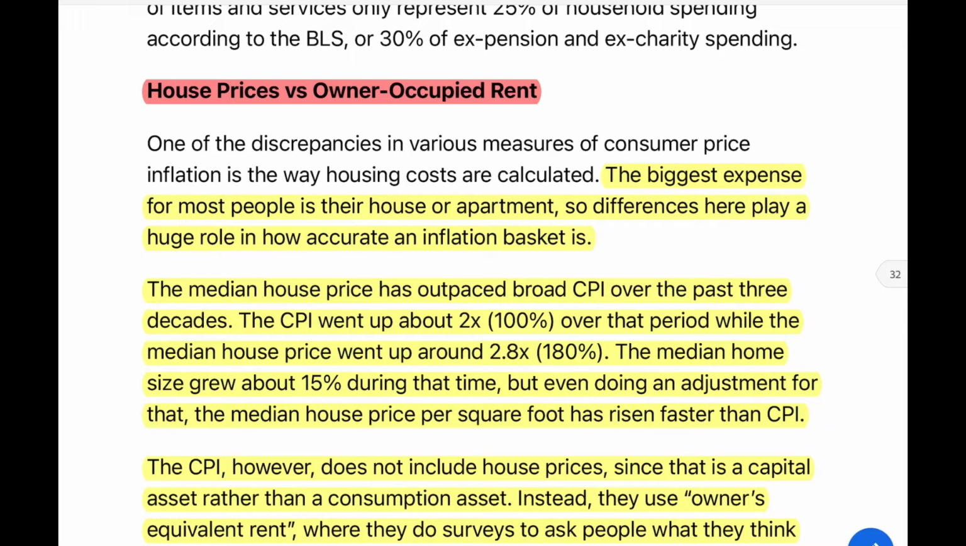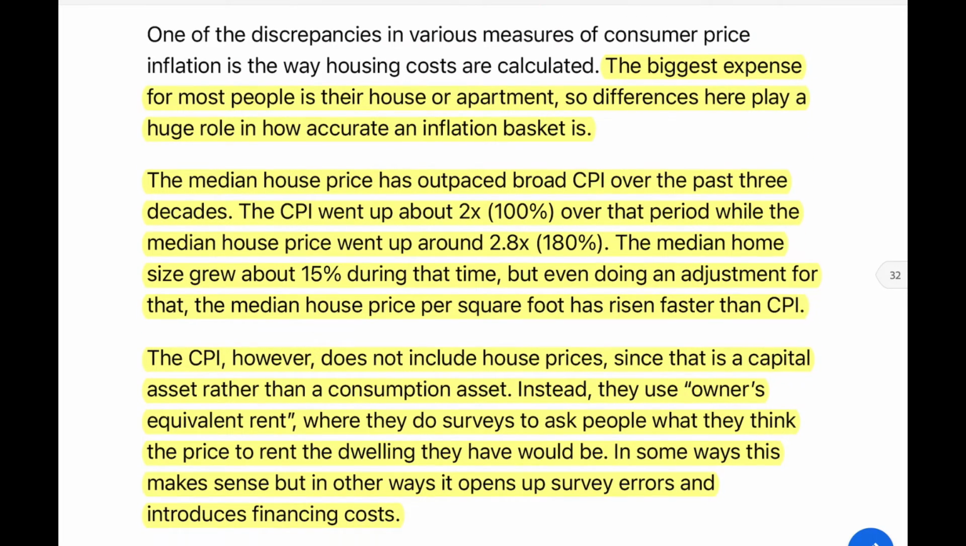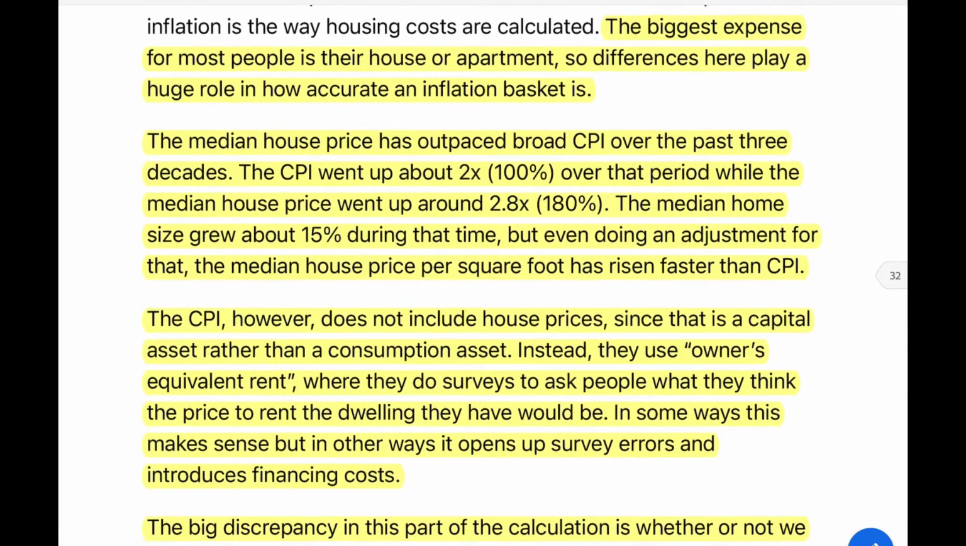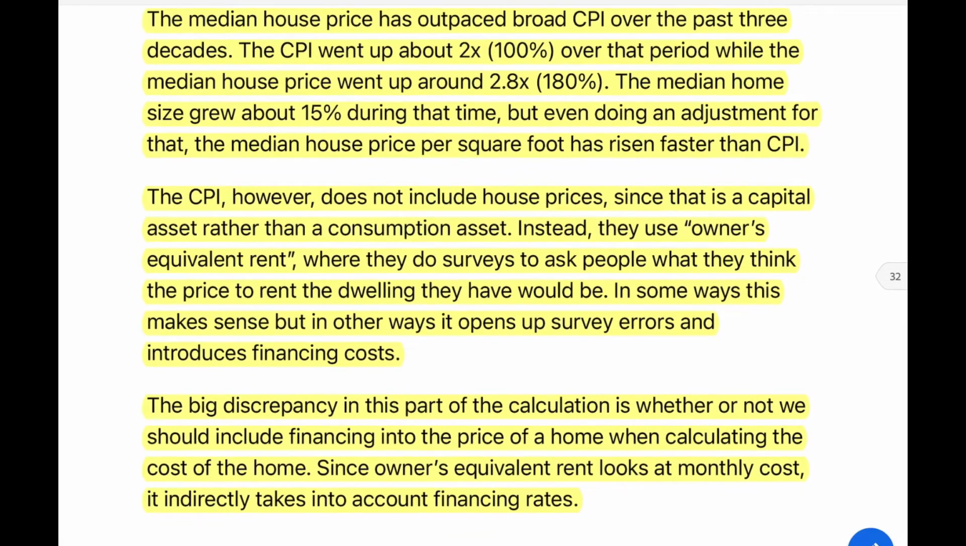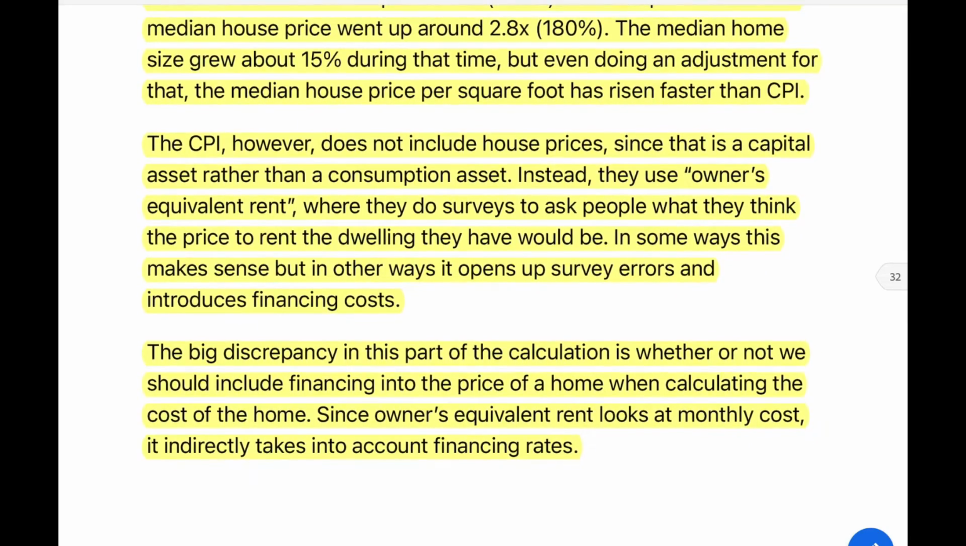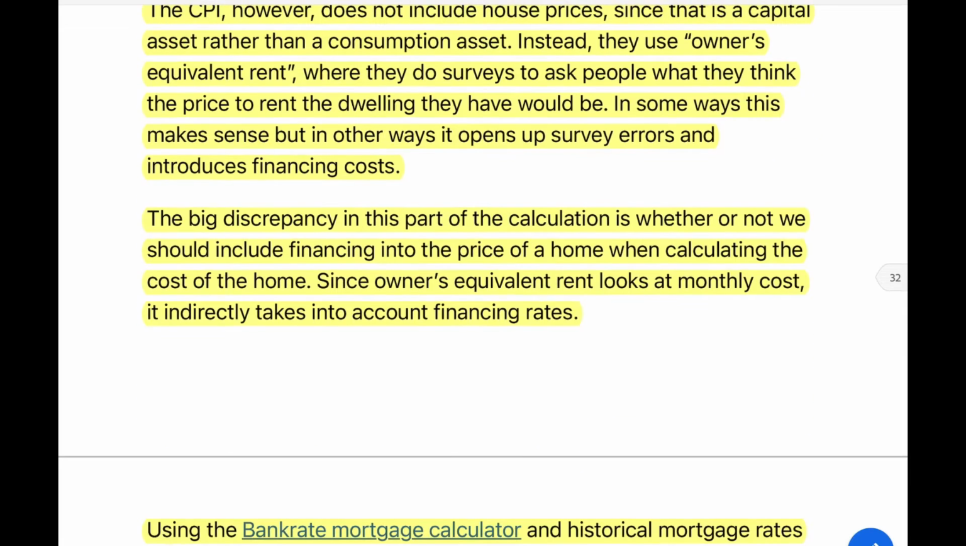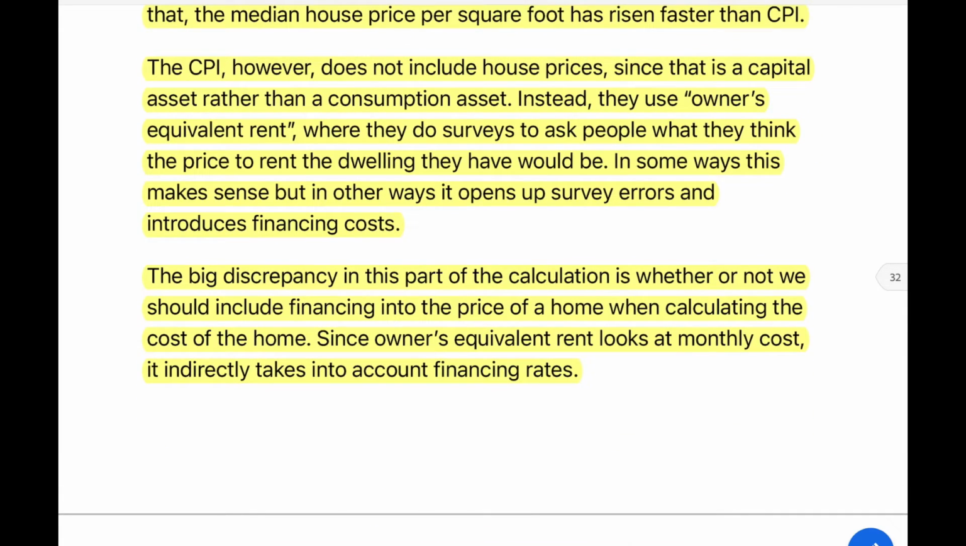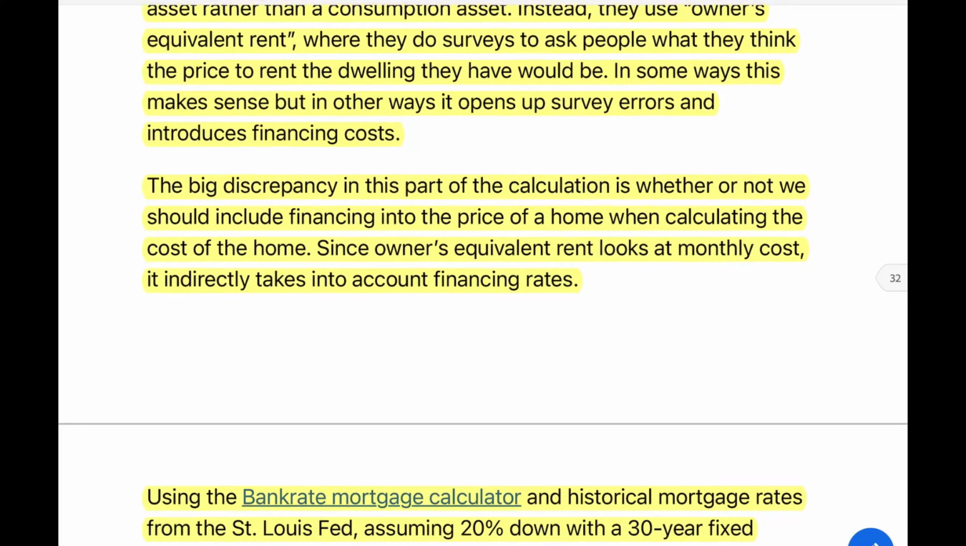The median house price has outpaced the broad CPI over the last three decades. The CPI went up about 2x, or 100%, over that period, while the median house price went up around 2.8x, or 180%. The median home size grew about 15% during that time, but even when adjusted for that, the median house price per square foot has risen faster than the CPI. The CPI, however, does not include house prices, since that is a capital asset rather than a consumption asset. Instead, they use owner's equivalent rent, where they do surveys to ask people what they think the rent of the dwelling they have would be.